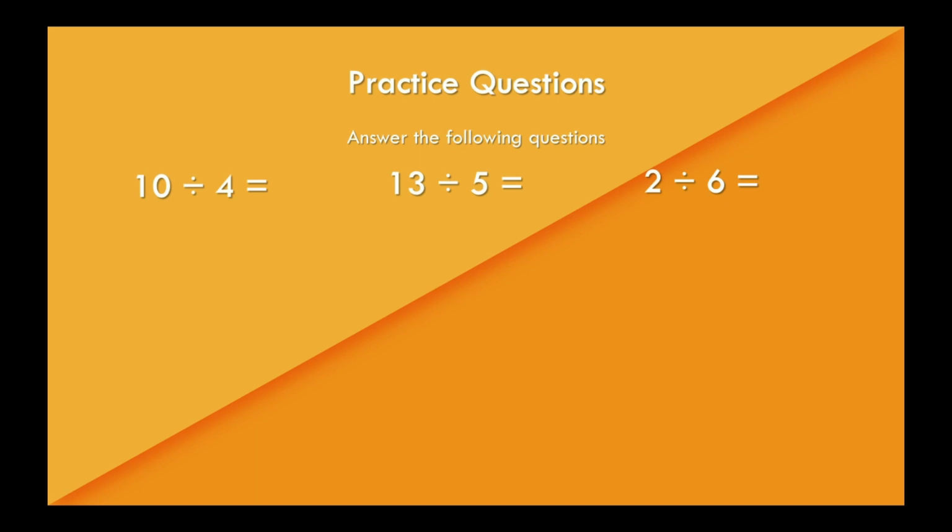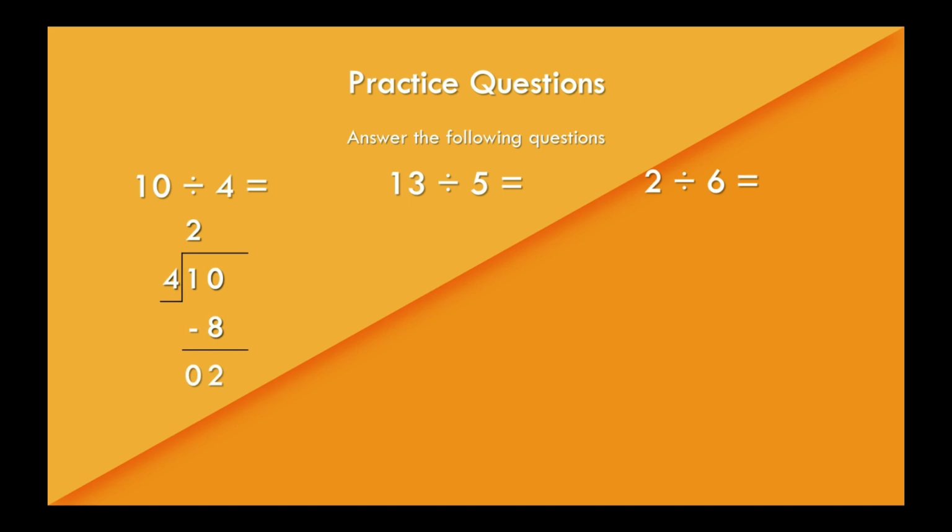Okay, 10 divided by 4. We set it up as normal, 10 on the inside, 4 on the outside. The closest thing we can get to 10 is 8, which is 4 times 2. Writing the 2 above and the 8 below, we subtract it to get a remainder of 2.